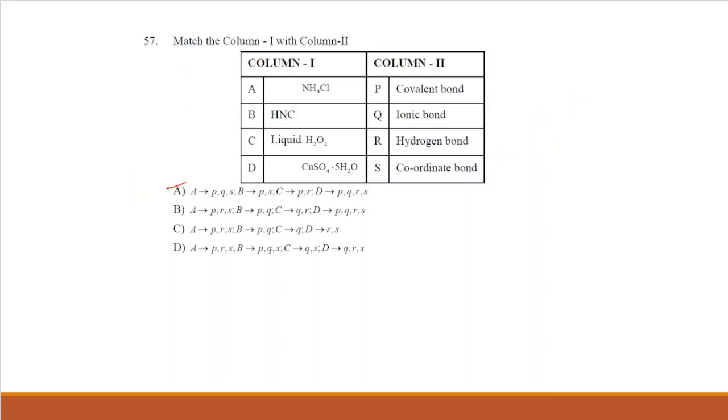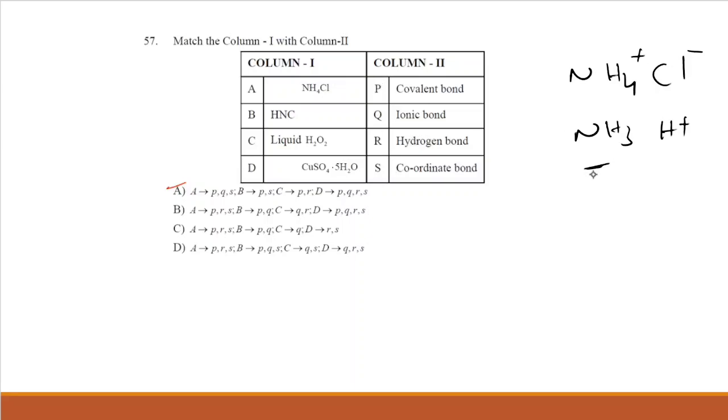Match the following, column 1 and column 2. NH4Cl they have given. They're asking for the different chemical bonds here. And if we consider NH4Cl, it contains an ionic bond, no doubt, NH4+ and Cl-. And there exists a dative bond between NH3 and H+ also. And in NH3 we have covalent bonds, but it does not contain any hydrogen bond. So regarding NH4Cl, PQS is the correct matching, right?